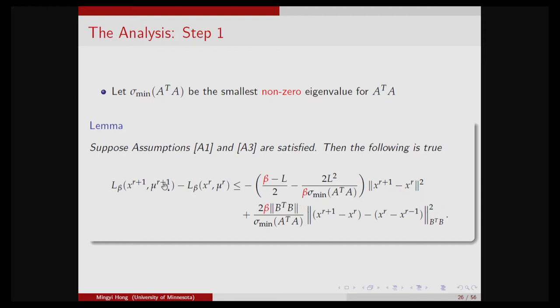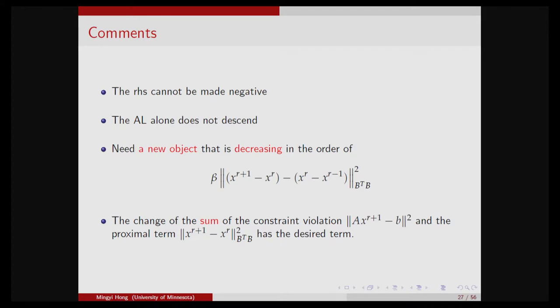So this is the next iteration, this is the previous iteration. The difference is upper bounded by a negative term and a positive term. The negative term is related to the difference of the iterates, and the positive term is also related to the difference of iterates. So this means that if you only look at the augmented Lagrangian, the objective is not decreasing. So it's not a descent algorithm, which makes sense because the dual step is increasing the objective function. So what we need is a new objective that is actually decreasing, in order to handle the difference of iterates squared. It turns out that the sum of the constraint violation and the proximal term has the desired term.